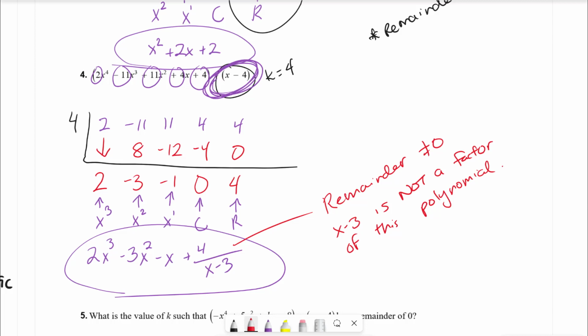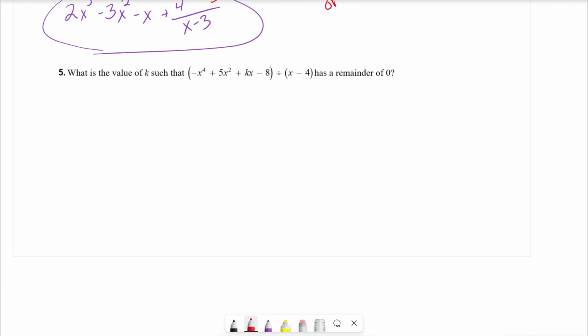Last question. Here's the brain breaker. So if you need to pause and rewatch any part, please do so at this time. If not, let's get to it. What is the value of k such that negative x to the fourth plus 5x squared plus kx minus 8 divided by x minus 4 has a remainder of 0?